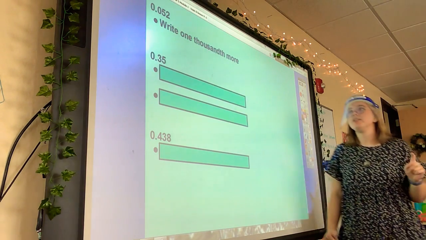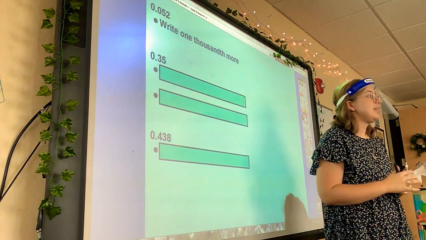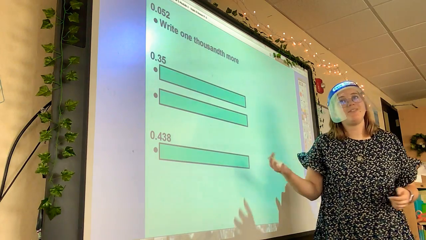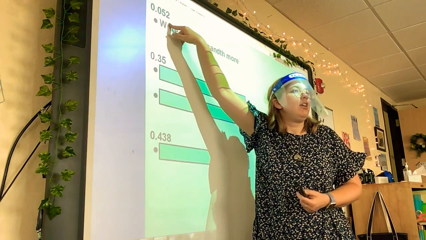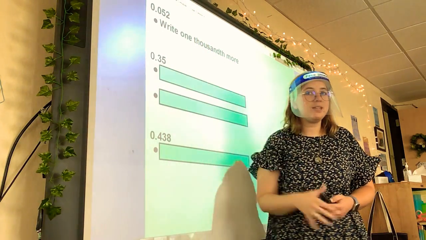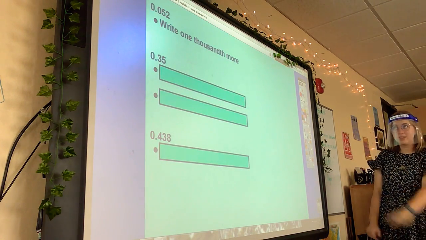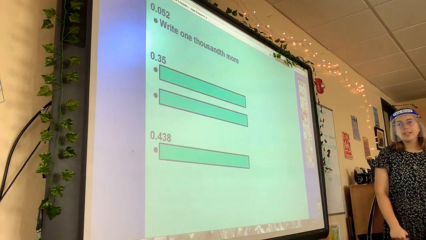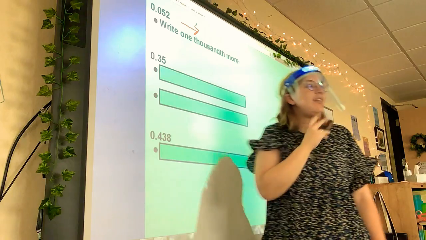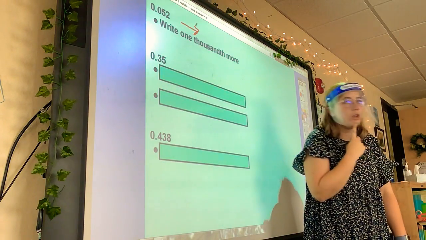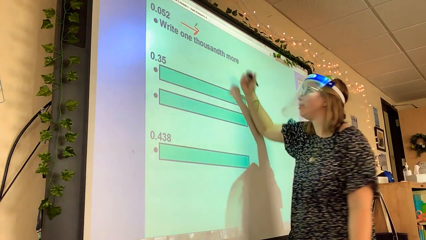All right, so 0.052, okay? We're going to work towards reading this for what it is. So yes, 0.052 is what it says, but this is actually 52 thousandths, right? Remember the last digit of the number is in the thousandths place, so I'm going to say 52 thousandths. Everybody point to it and say 52 thousandths. 52 thousandths. Good. So if I'm going to add 1 thousandth to that, okay, not 1,000, but 1 thousandth, 52 thousandths plus 1 thousandth equals what? Go.